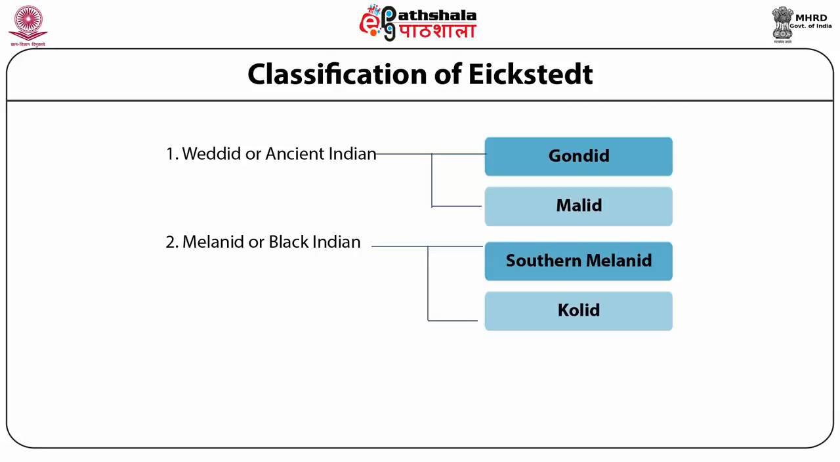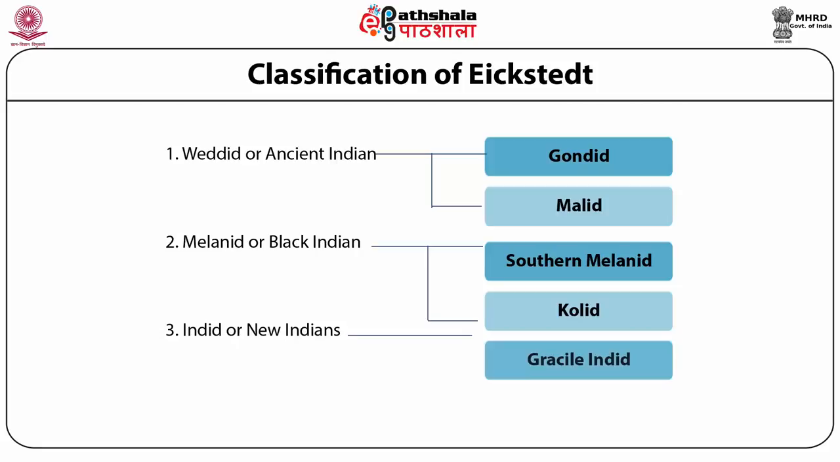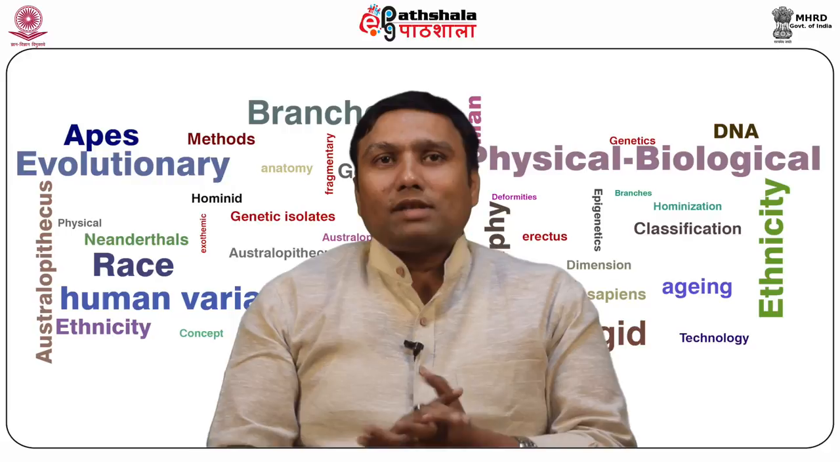Next group is Indid or New Indians. They are culturally advanced people having finer physical characteristics. Their divisions are Gracile Indid and North Indid. Gracile Indid: the skin color is brown. They have a gracile appearance. They are patriarchal people. Example: Bengalis. North Indid: skin color is light brown. Patriarchal people. Examples: Rajputs, Todas. The last one is Paleo-Mongoloid. Example: Paniyans from Wayanad.